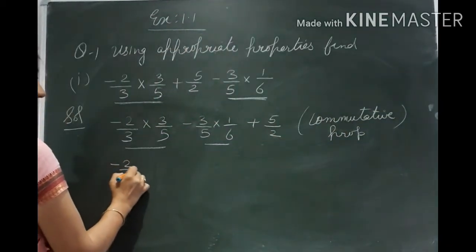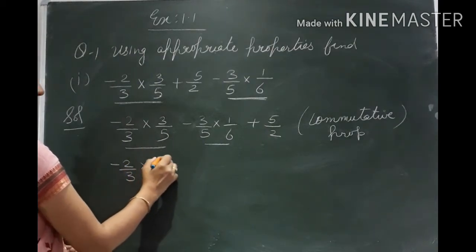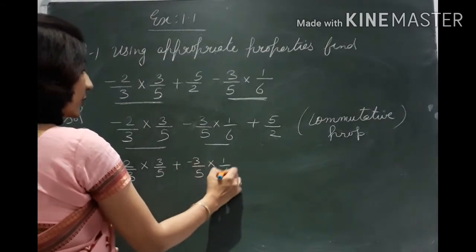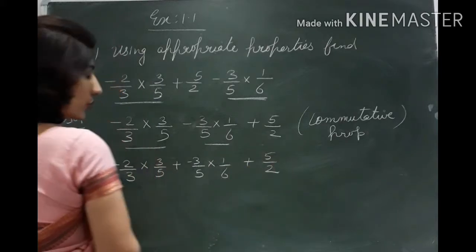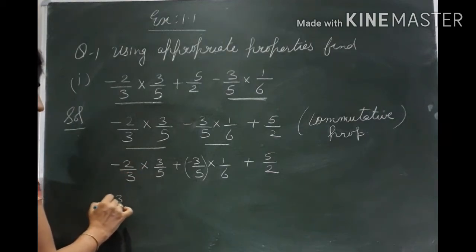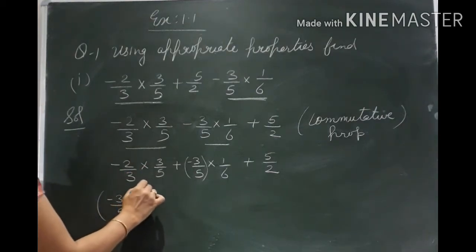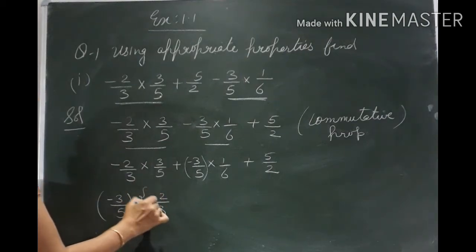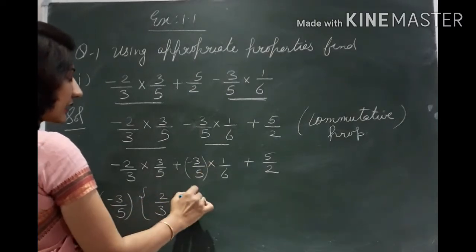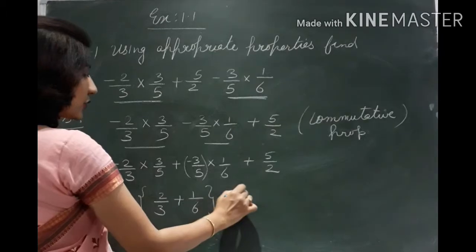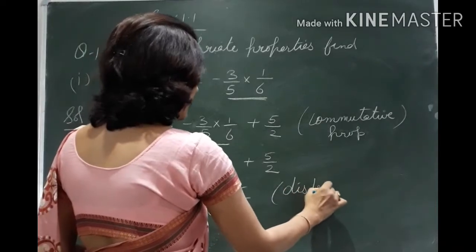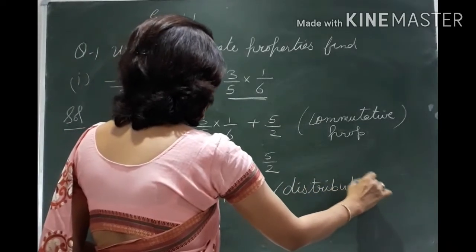Now -2/3 multiplied by 3/5 plus I can write this as -3/5 multiplied by 1/6 plus 5/2. This -3/5 I put in bracket. Now from these two, if I take -3/5 common, in the bracket I am left with 2/3, not -2/3, because the minus I have already taken. I am left with 2/3 plus 1/6, and plus 5/2. Here which property have I used? I have used the distributive property. So I will write here: using distributive property.